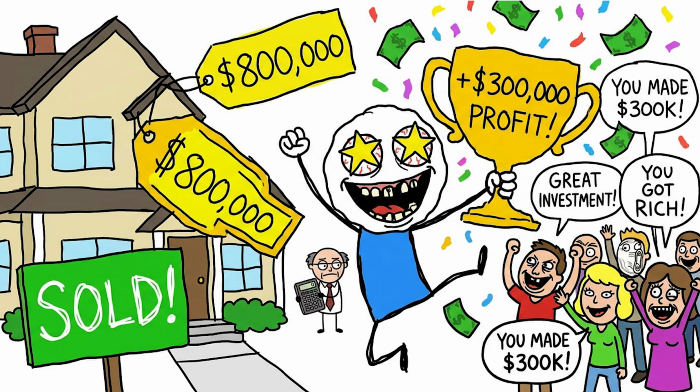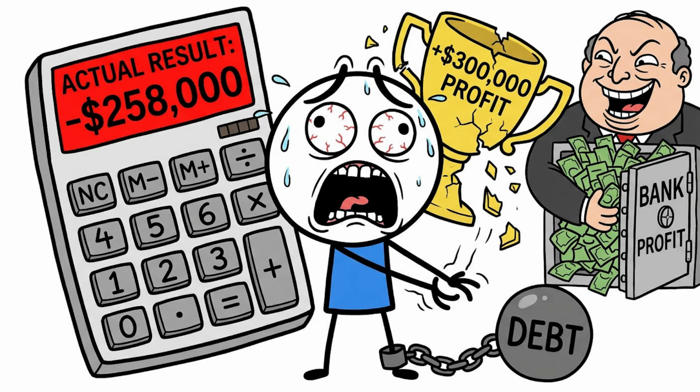If you sell the house after 30 years for $800,000, the narrative is that you made $300,000. The math shows you actually lost $258,000 in total capital, adjusted for the time value of money. The bank profited. You held the debt.